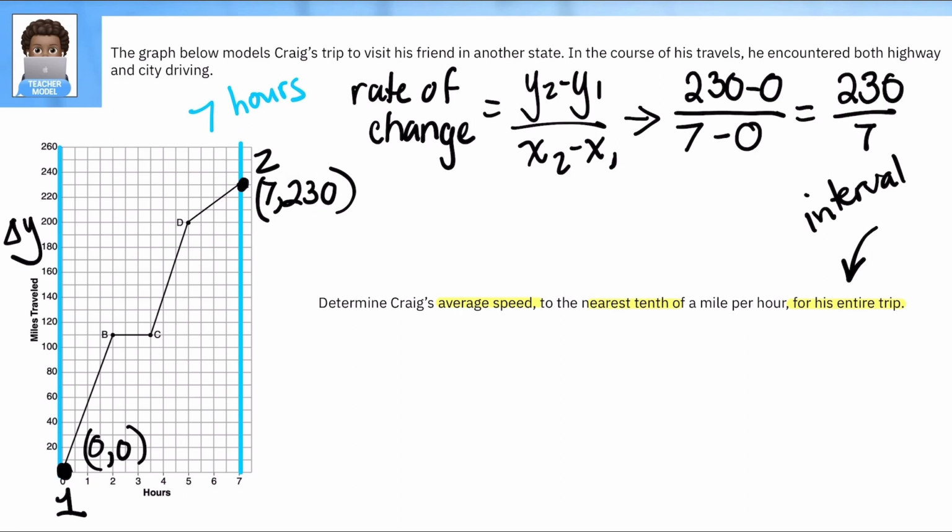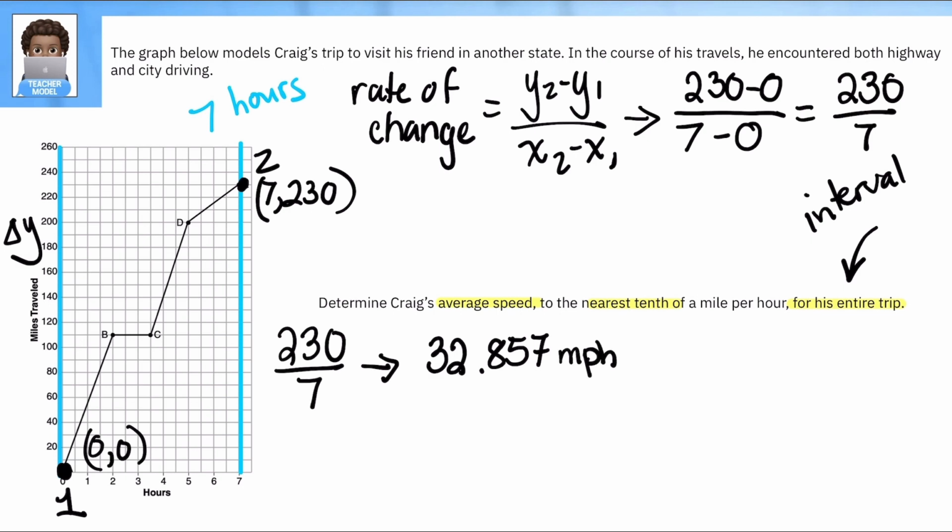Now we have our ratio. However, we don't express it in this way. We're going to have to do some simplifying. So let's find the average, and we're going to divide these out. 230 divided by 7. If you have a calculator, you're going to get 32.857 miles per hour. That's our units, because we're talking about miles traveled over hours.